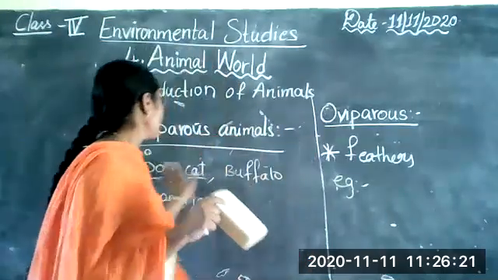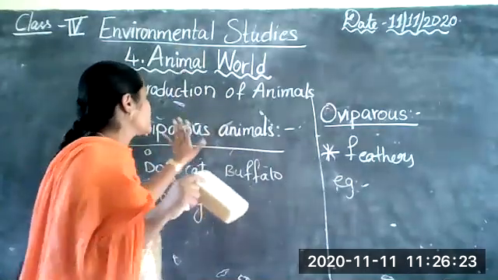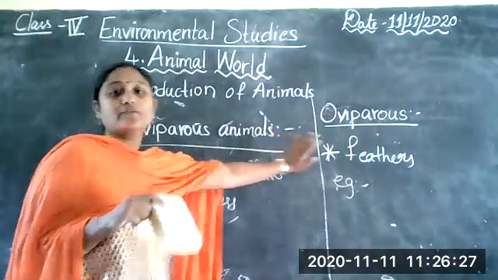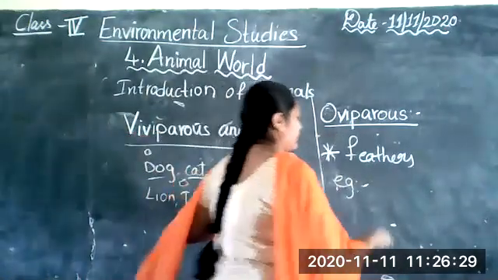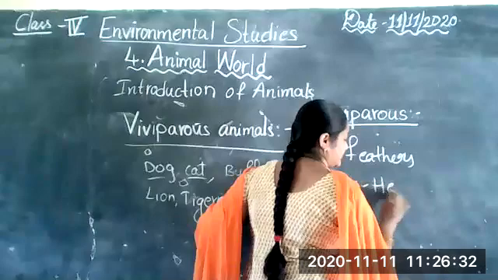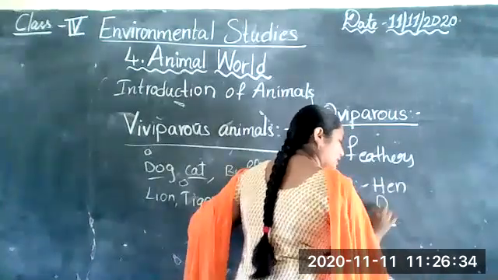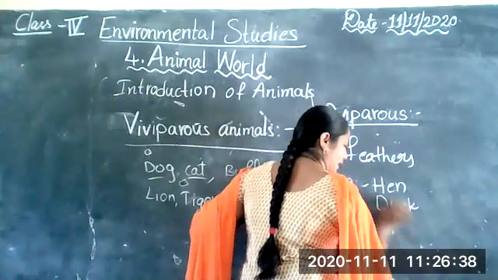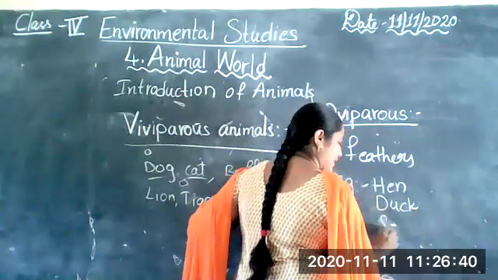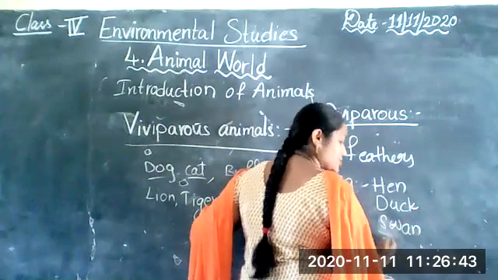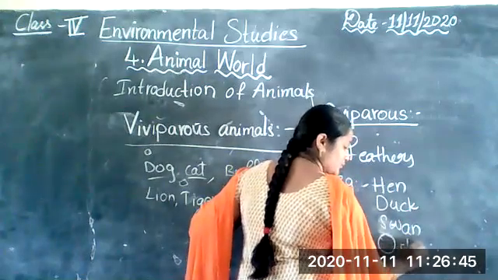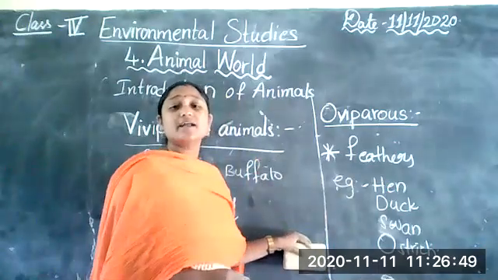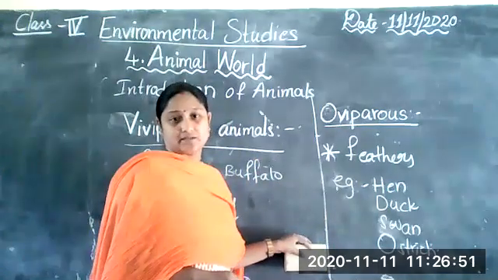So in this introduction of animals, there are viviparous and oviparous animals. Write the examples. You know oviparous animals very well. Here I am writing some of them: hen, duck, and swan. So birds, ostrich, these all are the oviparous animals.